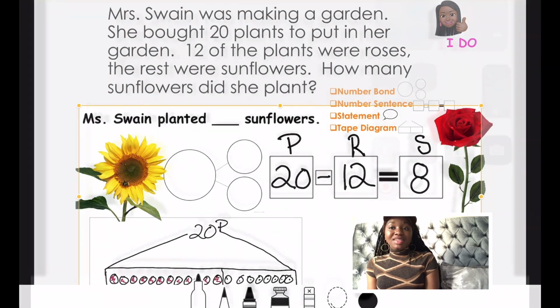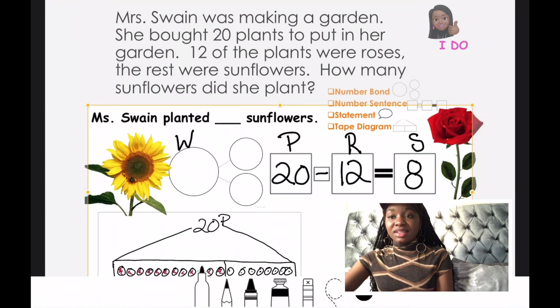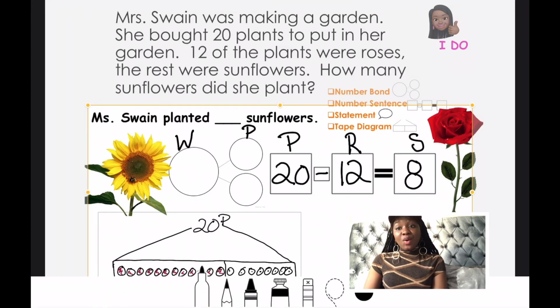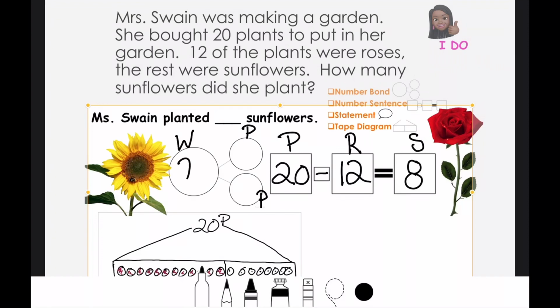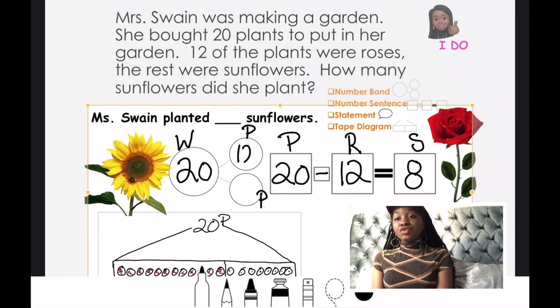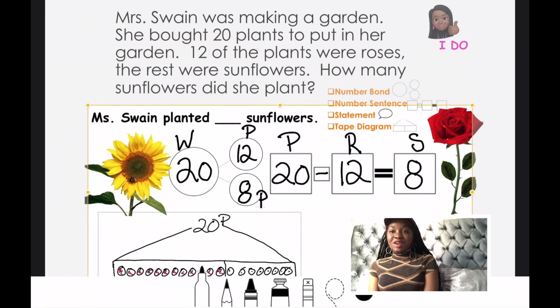Now let's work on this number bond. Missy Mari is adding labels. I know this is my whole, and these are my 2 parts. Our whole is 20. We took 12 apart from 20, making our other part 8 sunflowers. There's our number bond.